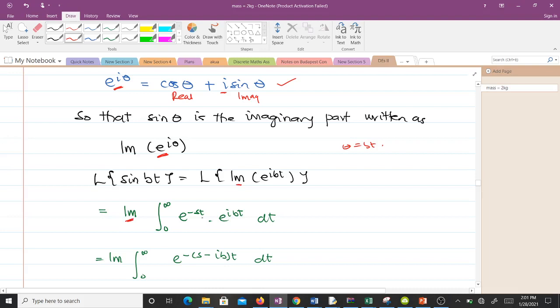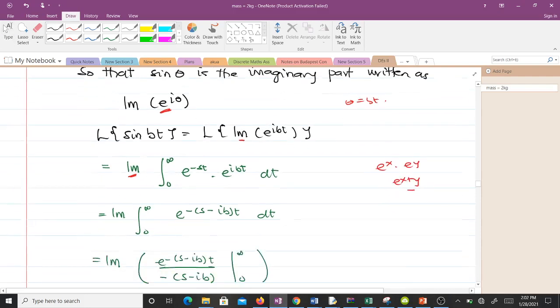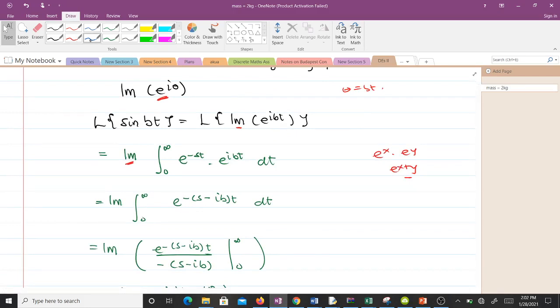So e^(-st) times e^(ibt) dt. So you could see now we've been able to change the sine into an exponential function. So that will make our integration very, very simple. As I told you, when you have this, it's the same as this. So that means we can add the powers. When you add them, you are going to get this. Okay, then we do our integration, as time approaches infinity.